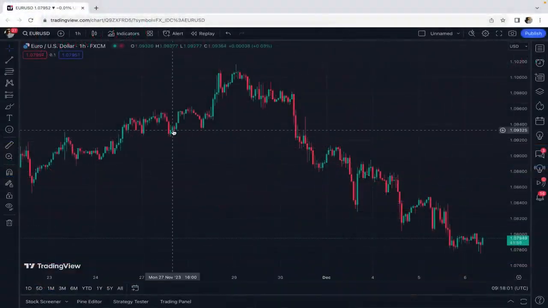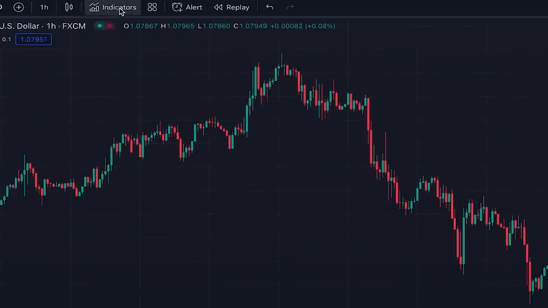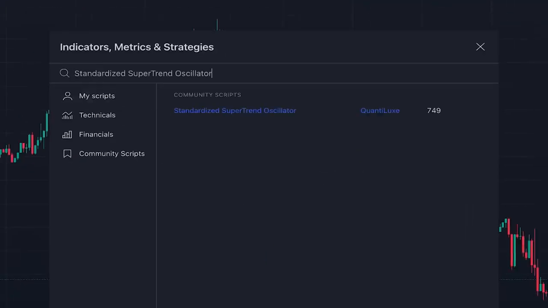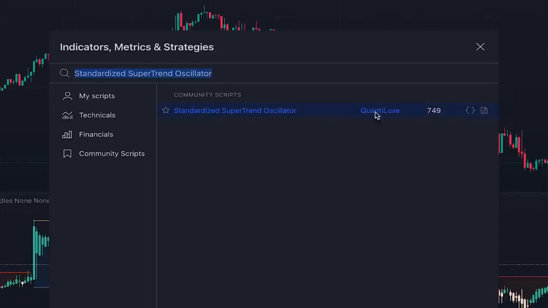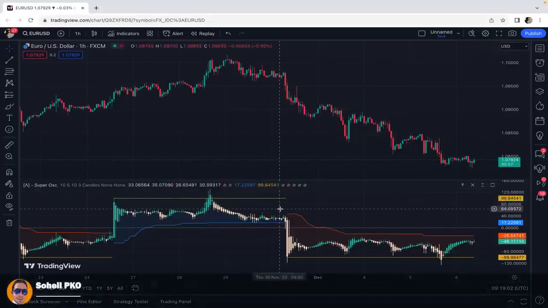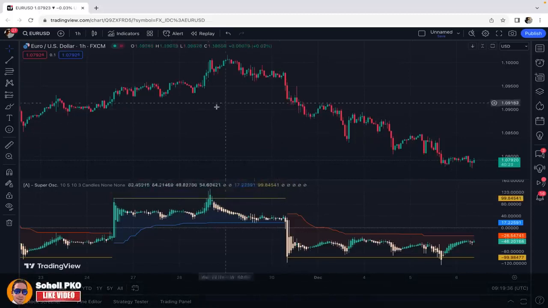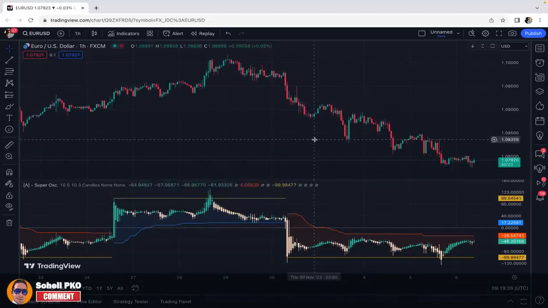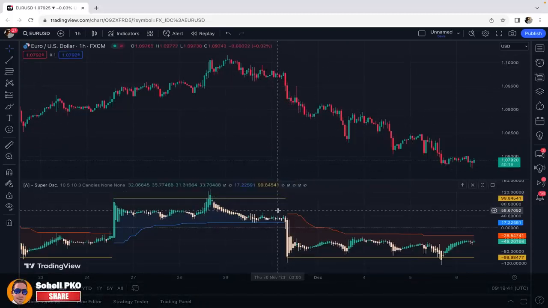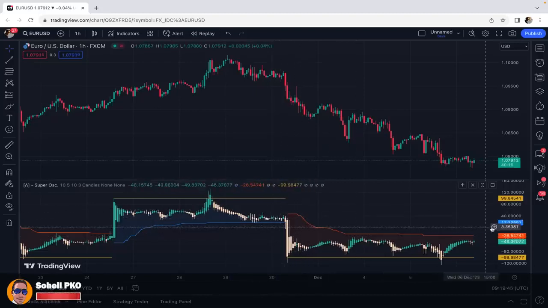To add this amazing indicator to our chart, here we click on indicators and we search standardized SuperTrend oscillator. This one, which is written by someone named Quantilux. Alright, this is the new SuperTrend, and instead of overlaying on the price chart like older versions, this one is added here below the chart because it's an oscillator, and as you can see, it's moving above and below the center line, which is 0.